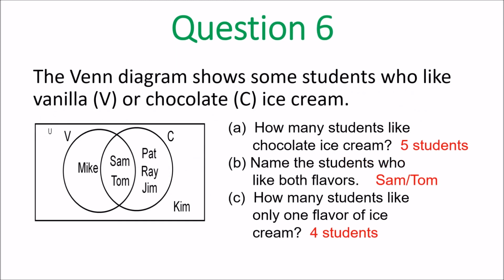Question 6, Venn diagram. How many students like chocolate ice cream? Go to the chocolate circle and you count all of them in the chocolate circle. So it's Sam, Tom, Pat, Ray, Jem, 5. Name the students who like both flavors. Look in the middle intersection, Sam and Tom. And then how many students like only one flavor? So you look at Mike and look at Pat, Ray, Jem. So it's 4 students. That's the area for only one flavor. So ensure that you know how to read and understand the Venn diagram.